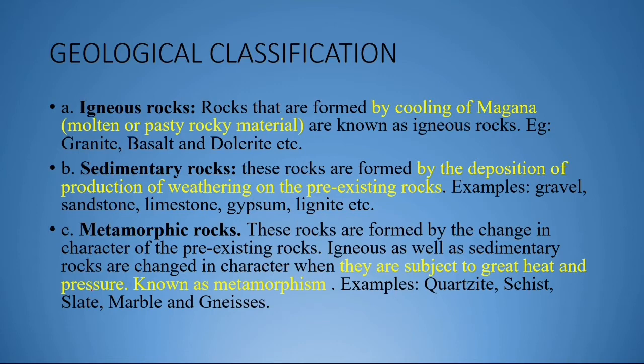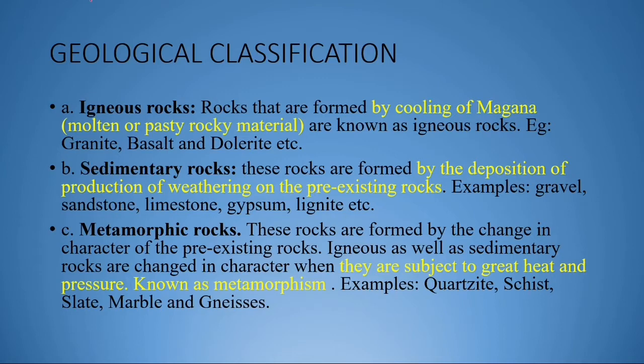The third one is metamorphic rocks. These rocks are formed by change in character of pre-existing rocks. Igneous rock as well as sedimentary rocks are changed in character when they are subjected to great heat and pressure. This process is known as metamorphism, and the rocks that are formed are known as metamorphic rocks. Examples of metamorphic rocks are quartzite, slate, marble, and gneiss.